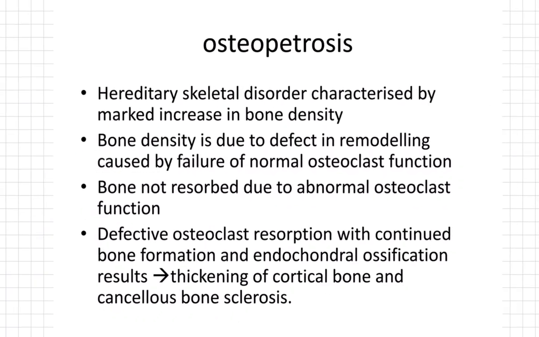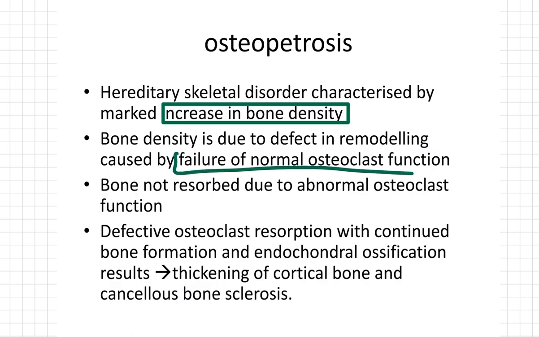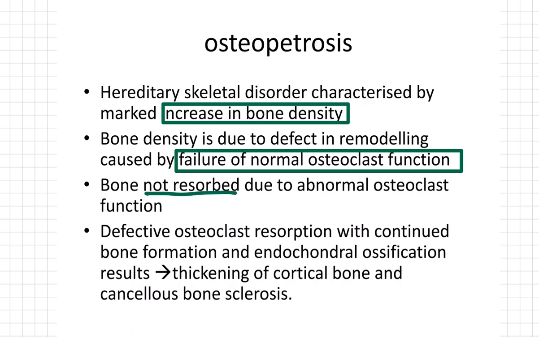So osteopetrosis is a hereditary skeletal disorder characterized by increased bone density. Here the bone density is very increased. The increased bone density is due to defective remodeling caused by failure of osteoclast function. That means the osteoclast is not functioning well. In this condition, bone resorption and bone remodeling are not possible. Bone is not resorbed, which means remodeling is not possible.